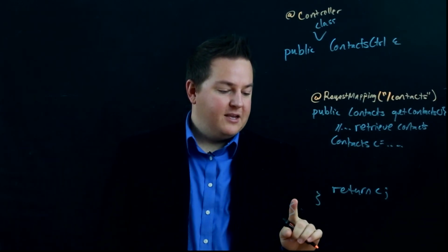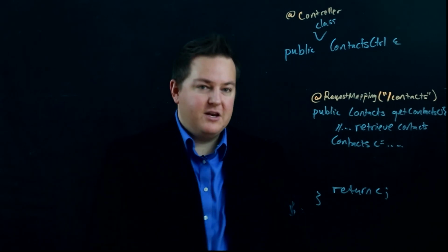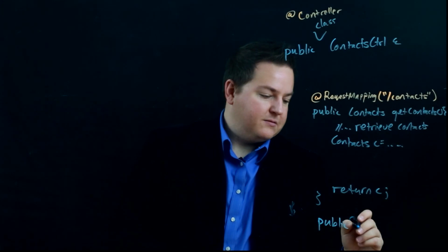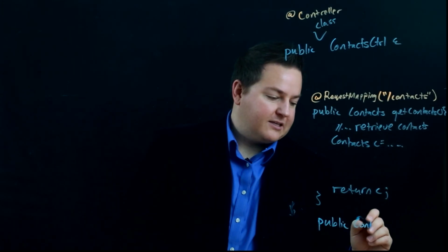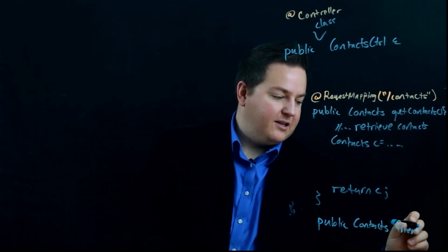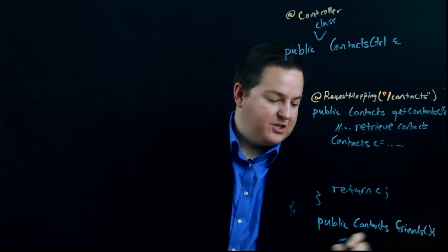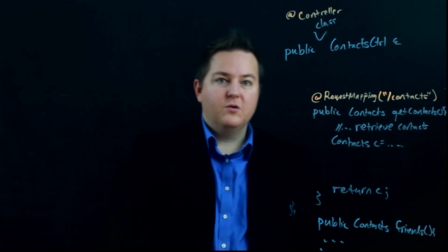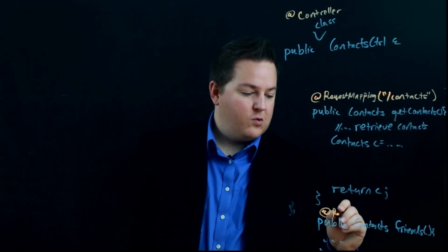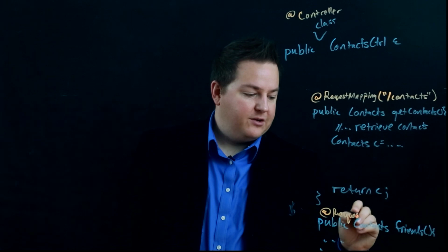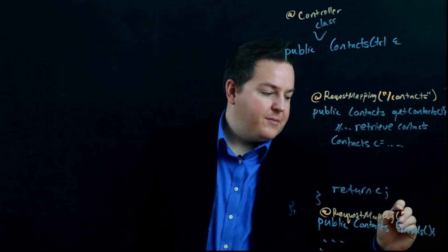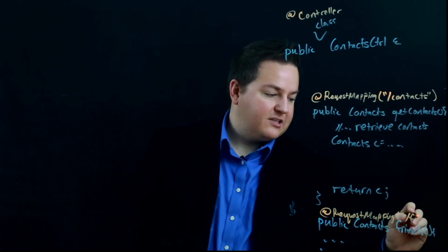So if we then extended our class and we have another method, public Contacts, and then we just call this friends, for example. Maybe we want a list of contacts that we consider to be just our friends. The way that we would tell the dispatcher servlet about this is, again, we would just add another request mapping annotation, and we would map it to a separate path from the first one. So maybe this one goes to /friends.